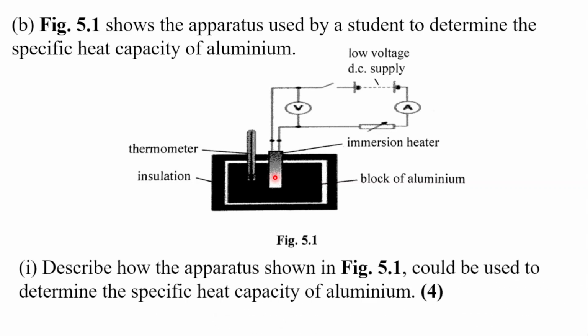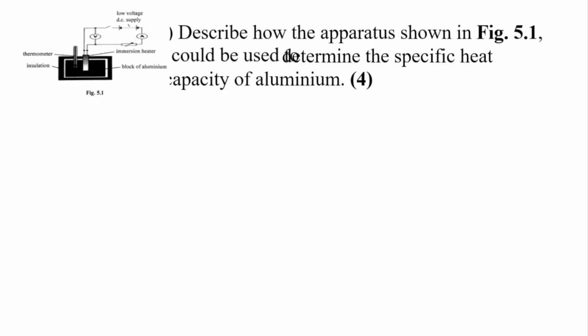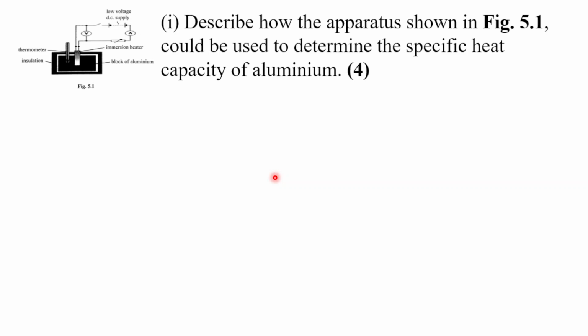Now, it says describe how the apparatus shown in figure 5.1 could be used to determine the specific heat capacity of aluminum. So how we're going to do this, let's just outline this real quick. So I'll just get into another screen. And to do this, we're going to outline a number of steps. I'm going to do it as a step-by-step process, right?